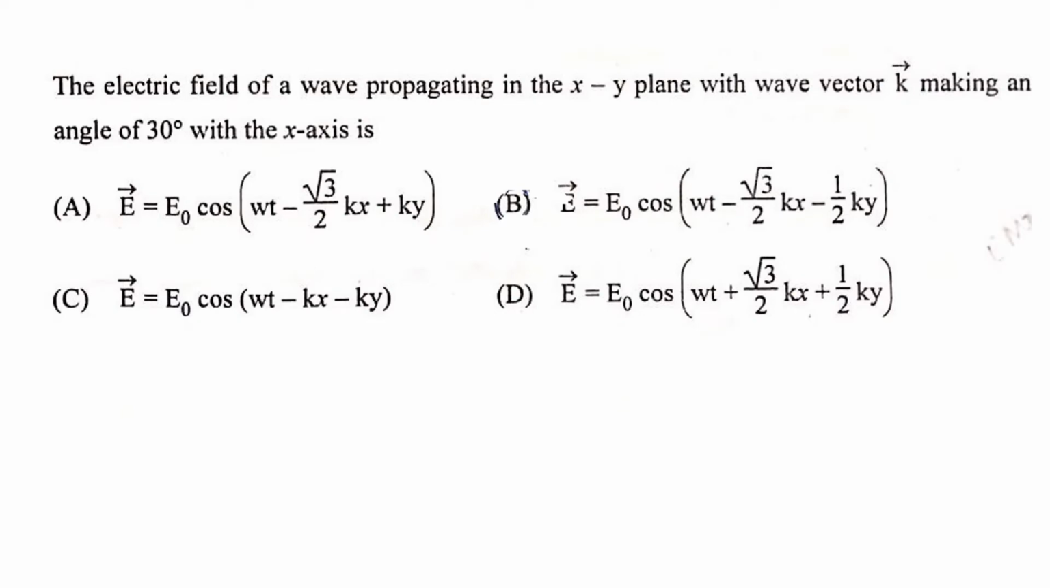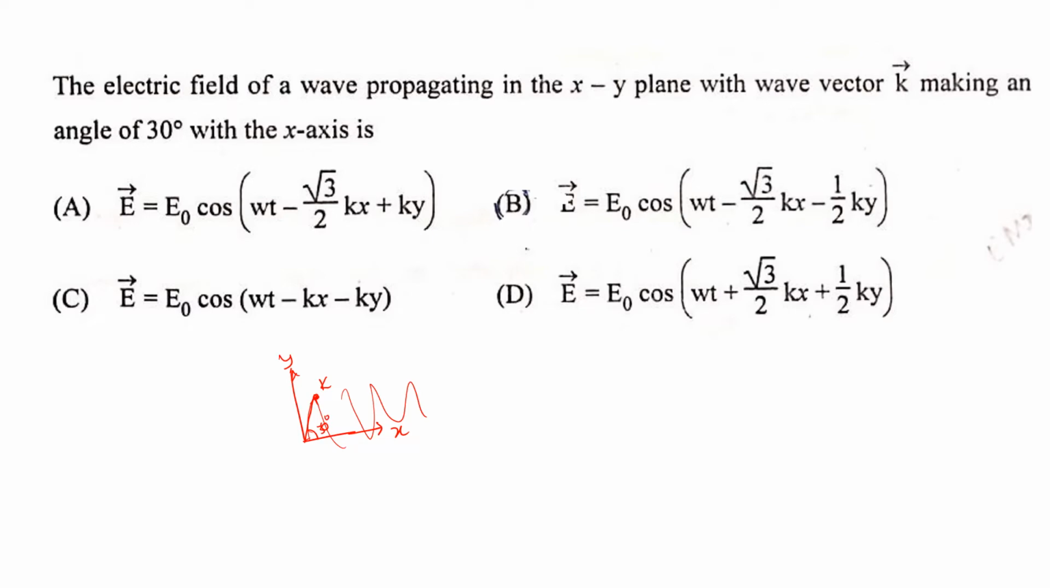The electric field of a wave propagating in the xy plane with wave vector k making an angle of 30 degree with the x-axis is. So here given that, consider this xy, wave is propagating in xy plane. So that means wave is propagating in a xy plane with the wave vector k making an angle 30 degree with x-axis.